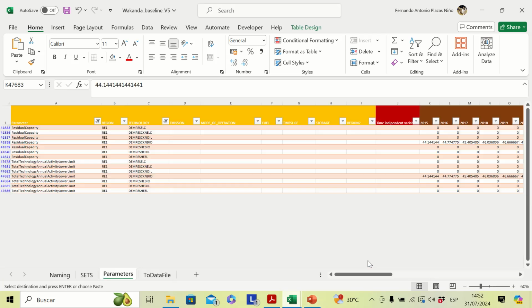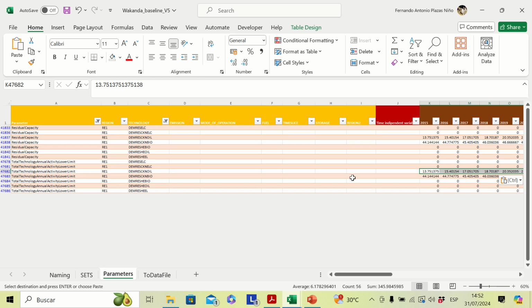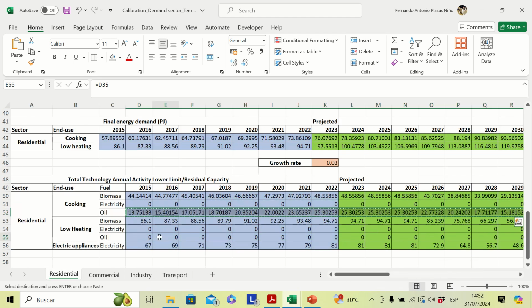In this case, the codification would be then res ckn oil, is this one. So once again we need to copy, and we'll repeat the same process for activity lower limit. So here we need to locate it, the ckn oil, and then once again we paste it, and that would be all.